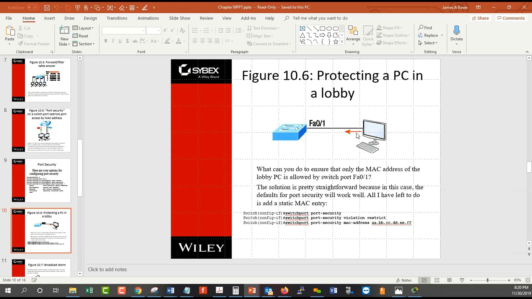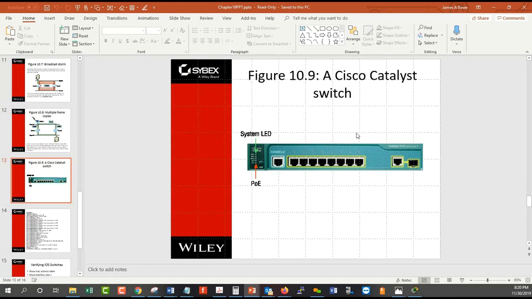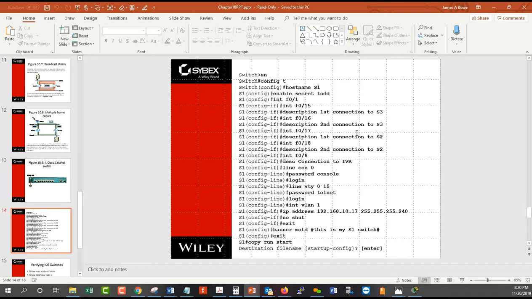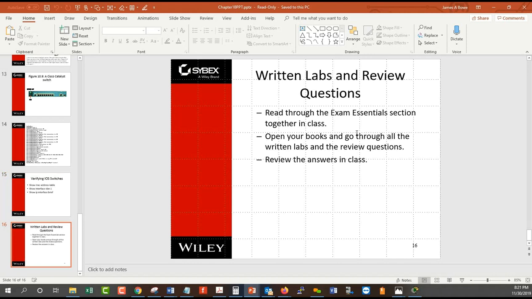We will not be talking about STP. I know I talked about it in class, but I'm not going to test you on it. Nothing on STP, gang. All right. You should know these commands: show MAC address table, show interface VLAN 1, as well as show IP interface brief. All right. And that's pretty much it.